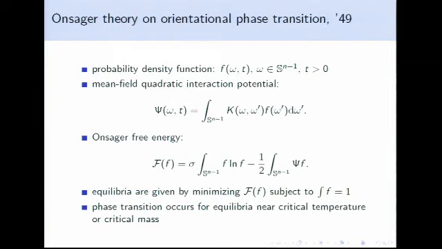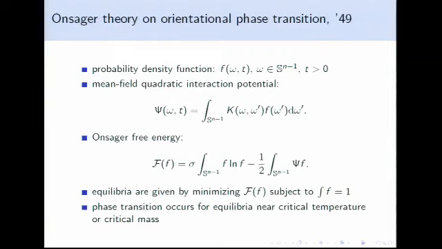So it's an analysis of the dynamics of Doi-Onsager theory on orientational phase transition. Let me first remind you of Onsager's question in 1949. He formulated a question for studying orientational phase transition. So he looked at the mean field theory.